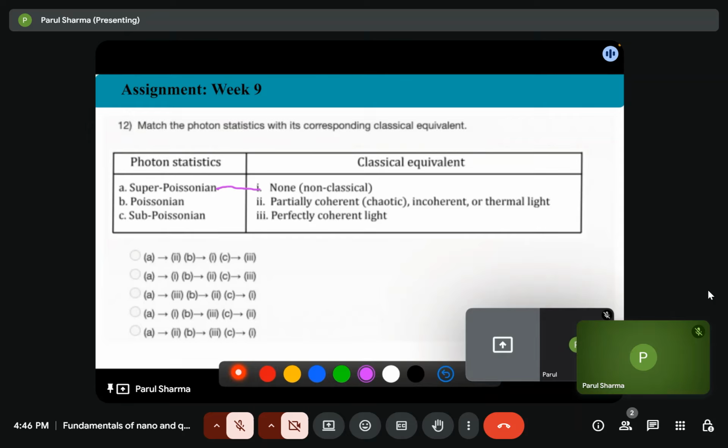So Poissonian is partially coherent, chaotic is incoherent, or thermal light. So A is thermal. Second, Poissonian is perfectly coherent light. Third, sub-Poissonian is none. So A is second, B is third, C is first. Last option.